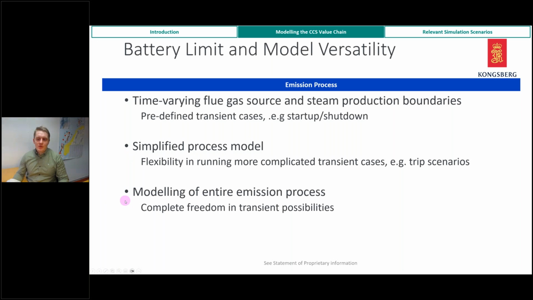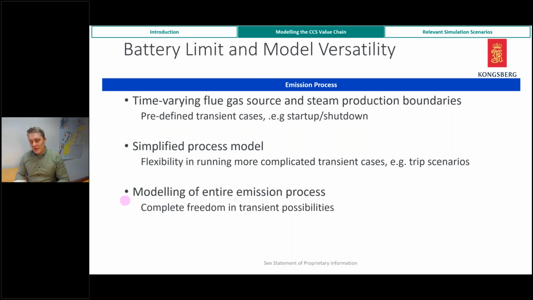And of course, the full glory detailed. If you model the entire emission process, you can now look at temperature distributions in your emission plant and have the full transient capability to run a wide range of simulations. And this is, of course, also the most complicated model to build.